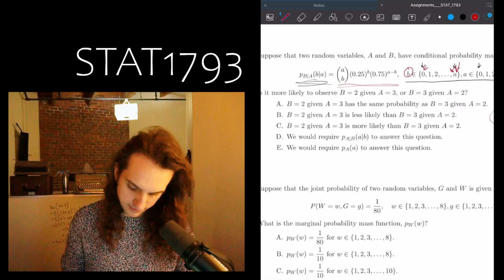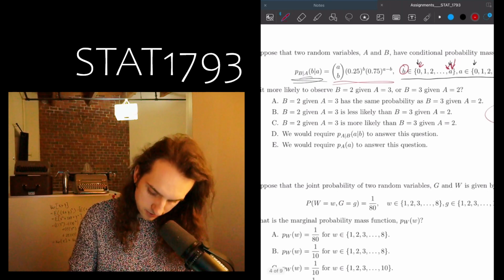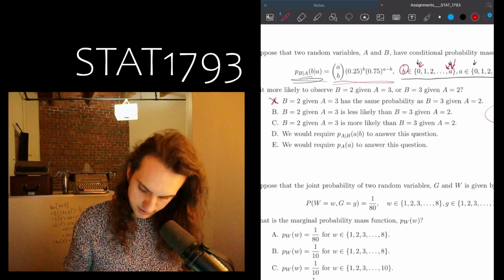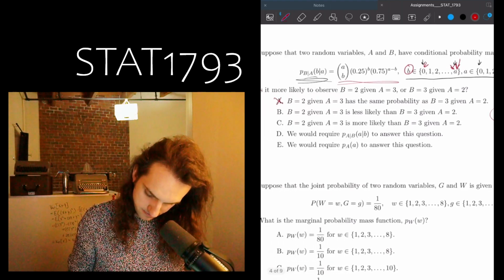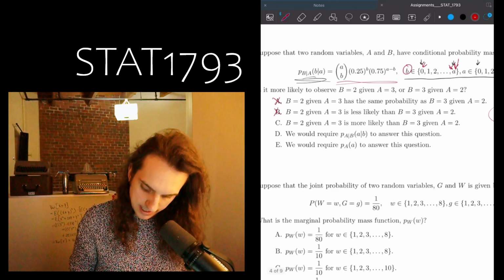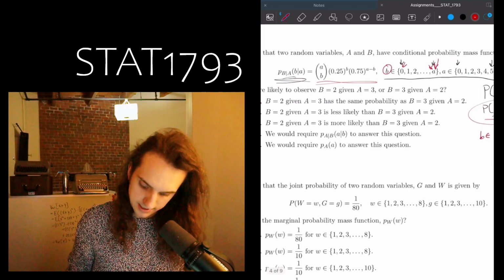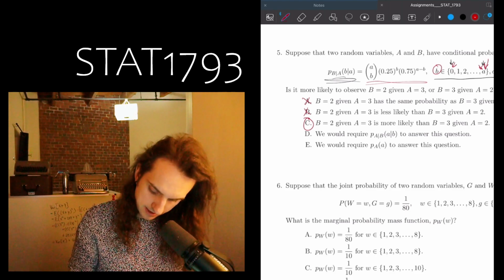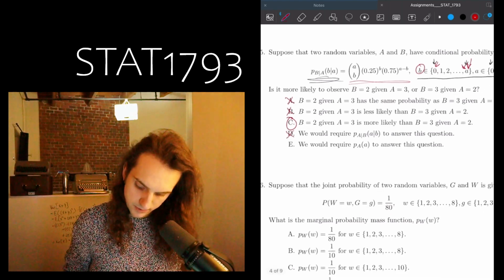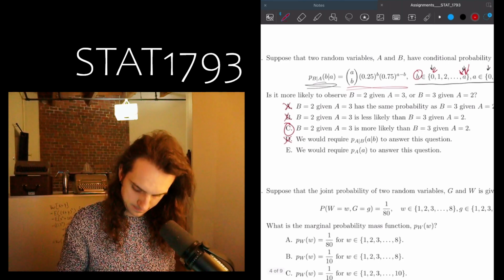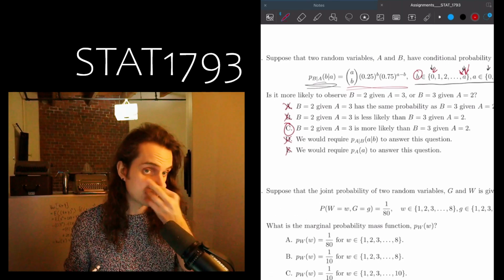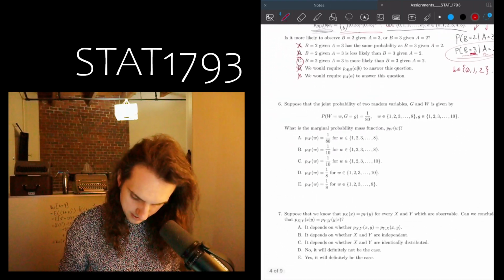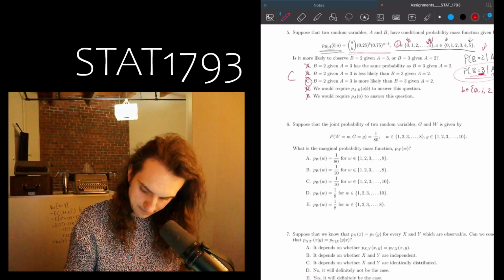So b equals 2 given a equals 3 has the same probability? No. b equals 2 given a equals 3 is less likely than b equals 3 given a equals 2? No. b equals 2 given a equals 3 is more likely than b equals 3 given a equals 2? Yes. We do not require the other conditional probability. We do not require the marginal probability. We would if we needed to find some joint probabilities. Then we would need that marginal, right? So that's question 5. The answer there is going to be C.